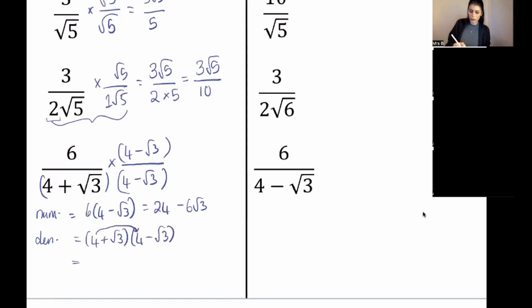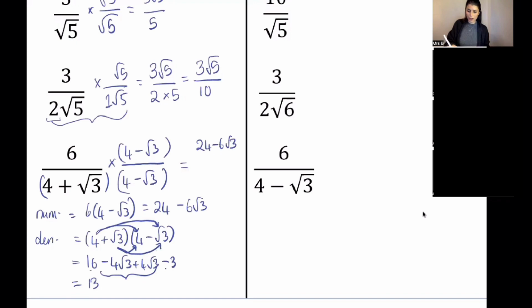You do 4 times 4, which is 16. 4 times negative root 3, which is minus 4 root 3. And root 3 times 4, which is positive 4 root 3. And root 3 times negative root 3, which is minus 3. So 16 take away 3 is 13. And notice that this is a negative and a positive, so it becomes 0. So the answer to our question is the numerator, which is 24 minus 6 root 3 over 13. Okay, and just look at your whole numbers if you can cancel them out at all, which you can't in this case, and that's your answer.